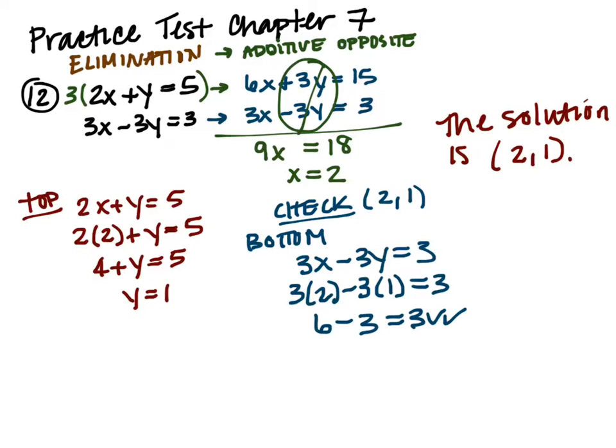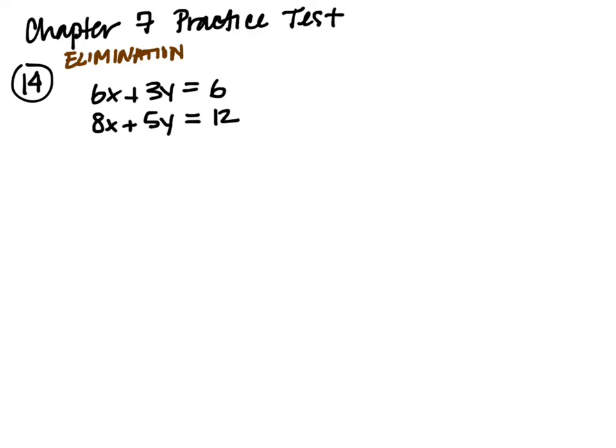Excellent. We're going to take a look at number 14, as some of you were not available to be in class and check this out. So if we didn't go over this in class, number 14 is where we are headed next. So number 14 is also an elimination problem, and it has to do with two equations, where the first equation is 6x plus 3y equals 6, and the second equation is 8x plus 5y is equal to 12.